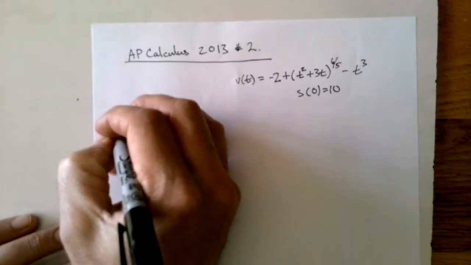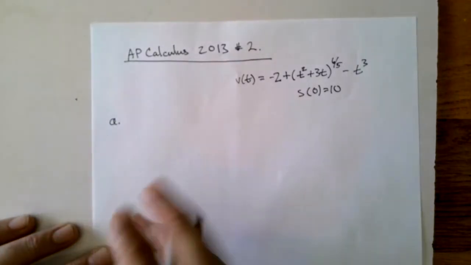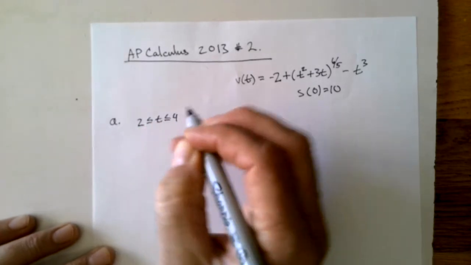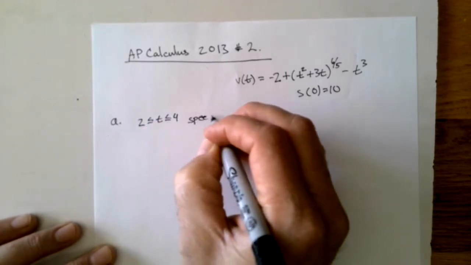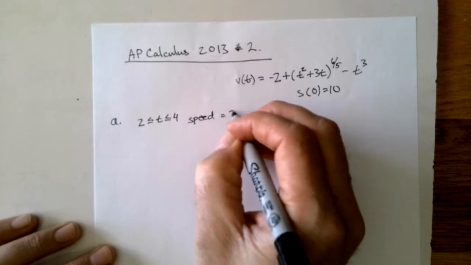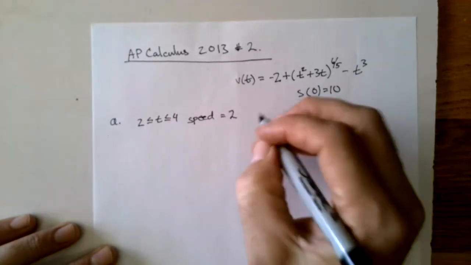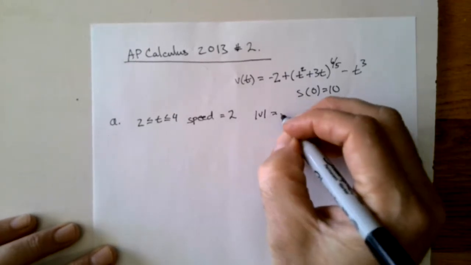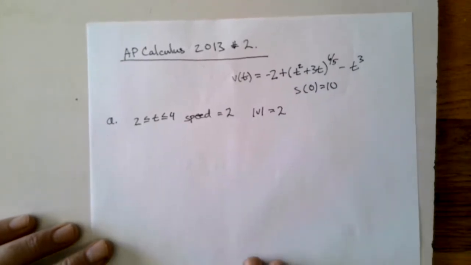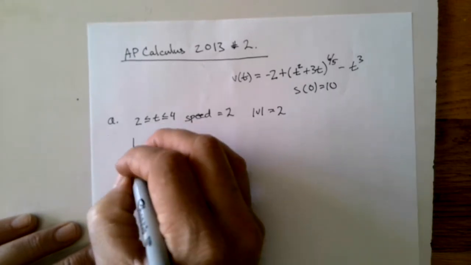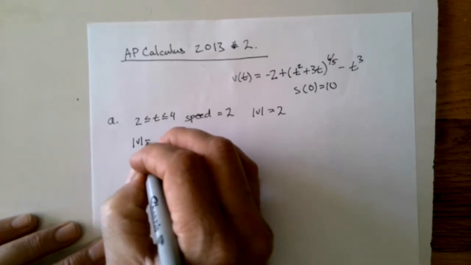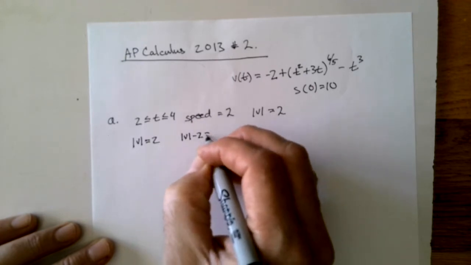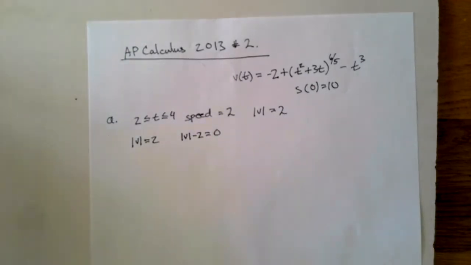Question A says find all values over the interval 2 to 4 where the speed is equal to 2. Now, speed is the absolute value of velocity. So we're looking at the absolute value of velocity is equal to 2. If we set up this calculation, absolute value of velocity minus 2 is equal to 0, what I can do at that time is go to my calculator.